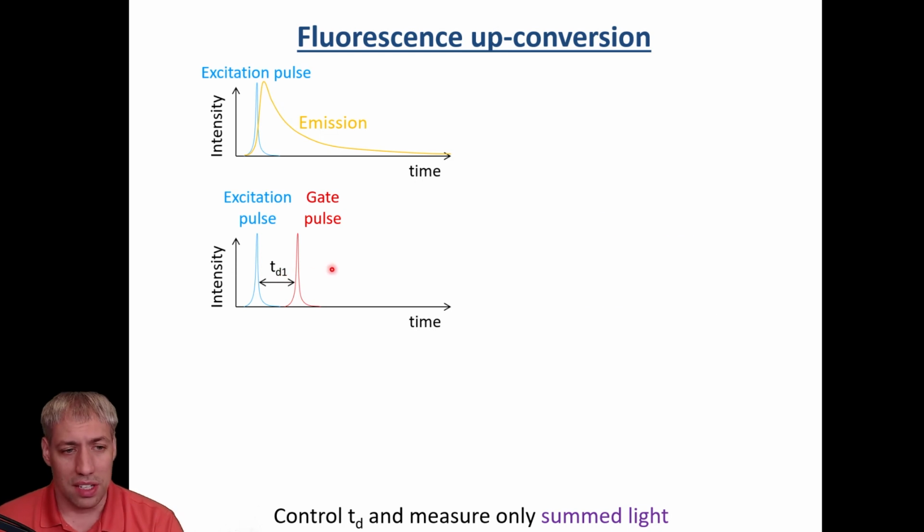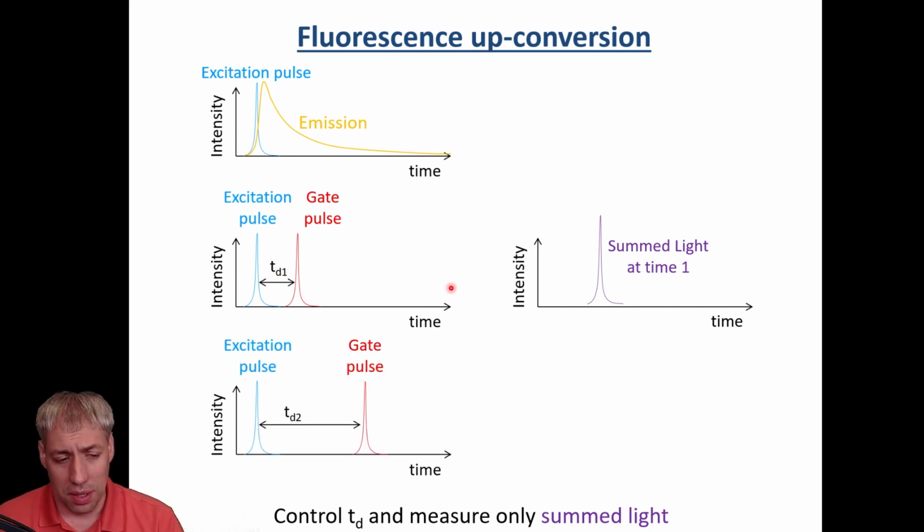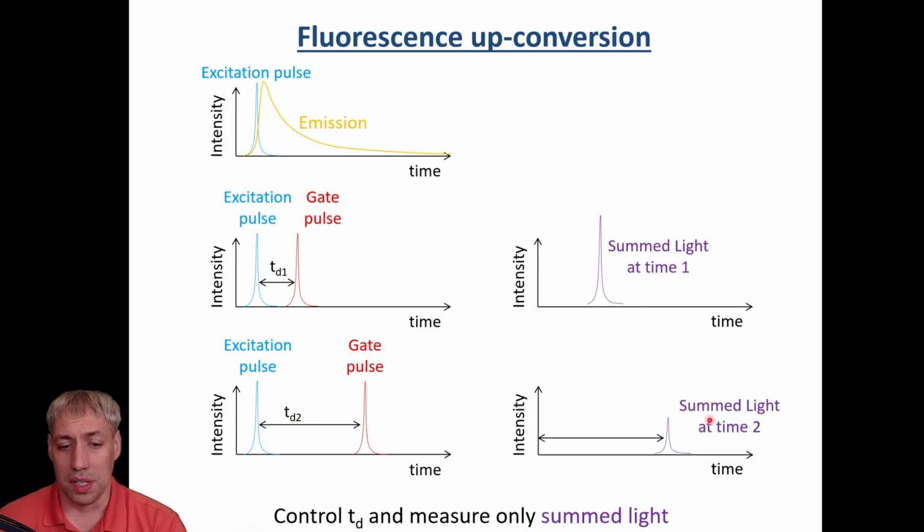The key to this measurement is that you're only going to see emission off the sample when the gate pulse goes through. So you're using the emission that comes off the sample plus this gate pulse, and you sum those two together and get summed light at some time interval 1. That's going to be dictated by this TD1. Then you change the path length of the gate pulse, you change the delay on the delay line, you make that distance it travels longer, and you can separate the excitation pulse and the gate pulse by a larger time interval. This is TD2, we'll say, and you're going to get some summed light at TD2.